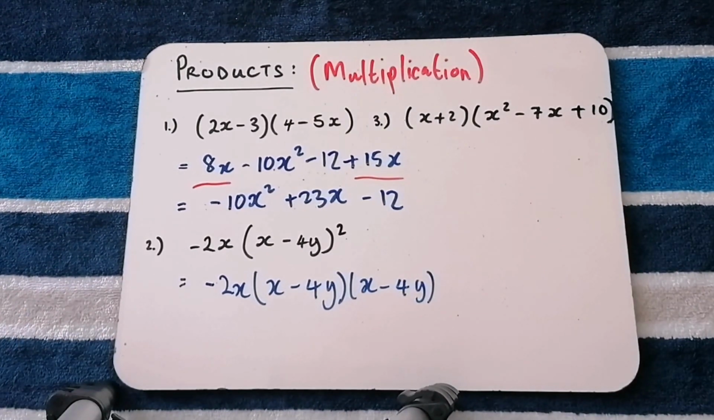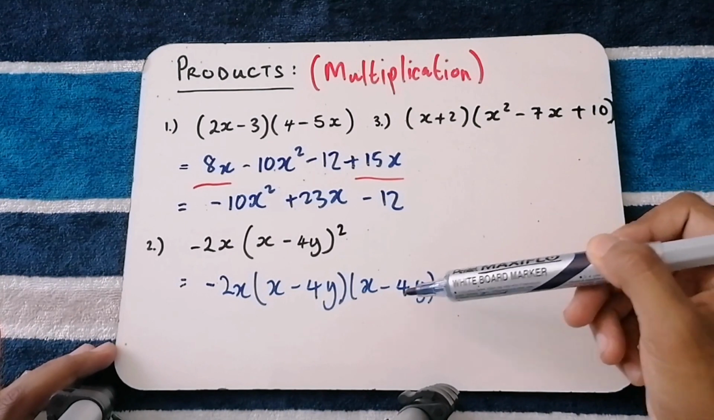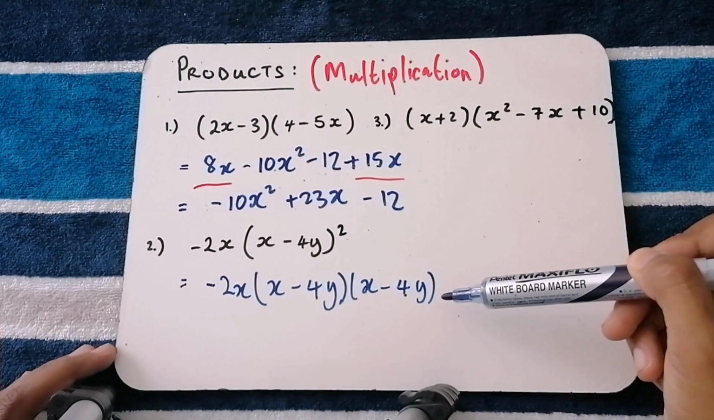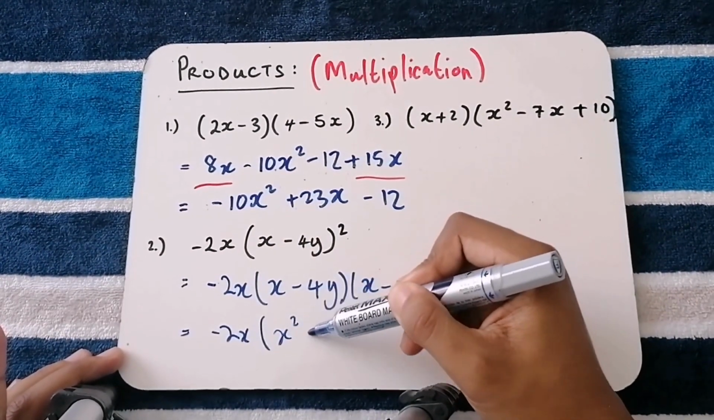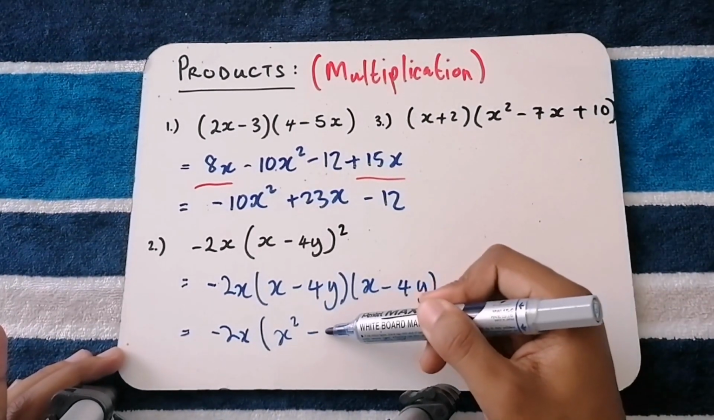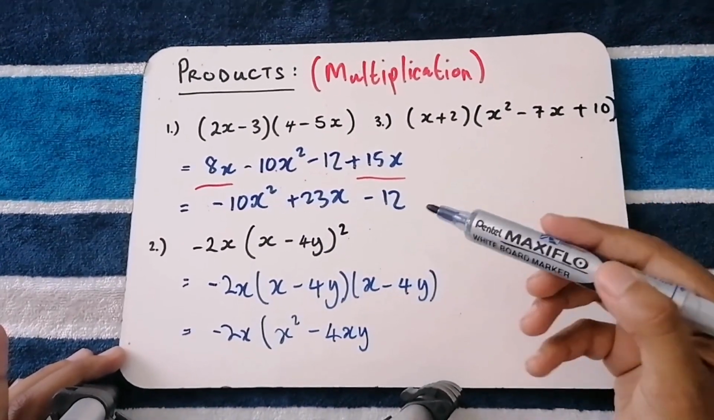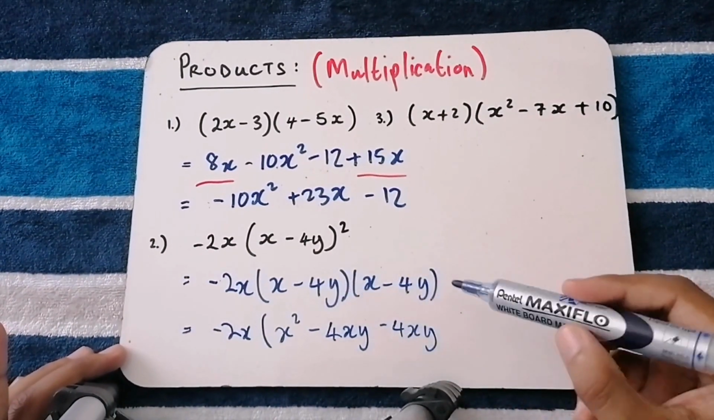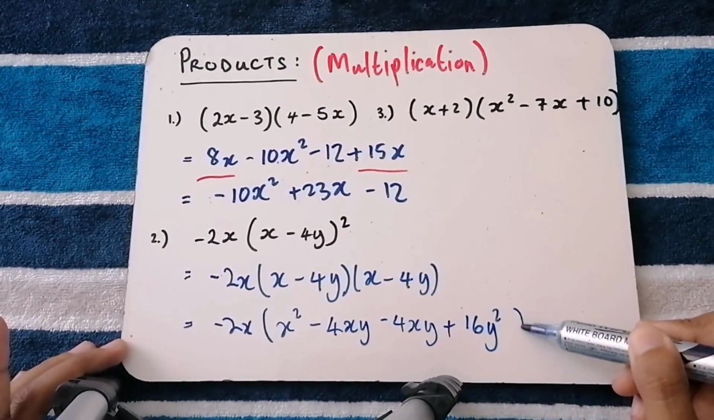Now we're going to multiply the first, the outers, the inners, and the lasts. So the first is the x's, the outers is the x with the negative 4y, the inners is the negative 4y with the x, and the last is the negative 4y with the negative 4y. So x times x is x squared. Negative 4y times x is negative 4yx, or negative 4xy. And again, x times negative 4y, we have the same expression. And negative 4y times negative 4y is positive 16y squared.